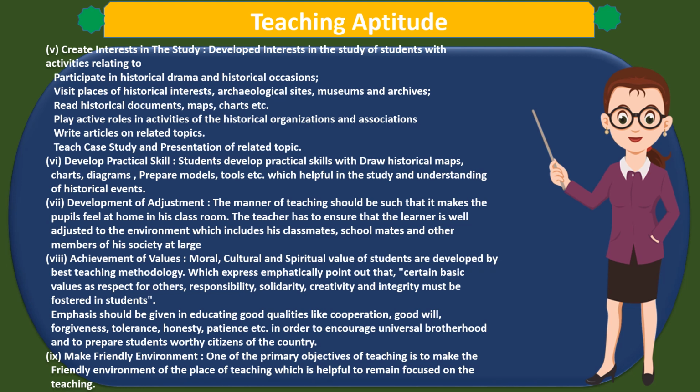7. Development of adjustment. The manner of teaching should be such that it makes the pupils feel at home in his classroom. The teacher has to ensure that the learner is well adjusted to the environment, which includes his classmates, schoolmates and other members of his society at large.